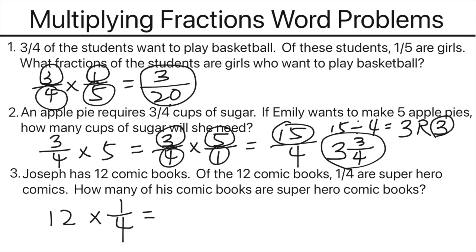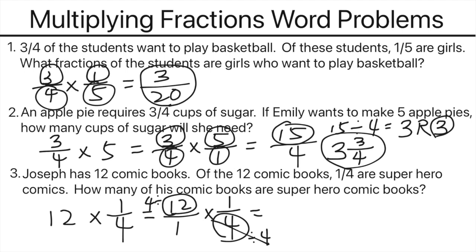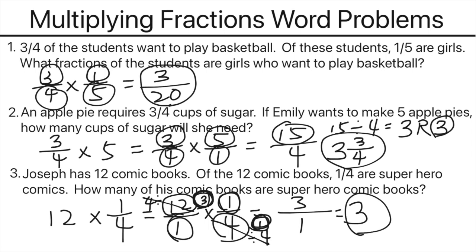And whenever we have a whole number that we're converting to a fraction, we add a 1 underneath the whole number, just like before. Then we're going to multiply by 1/4. And by looking at this, we can also see that we could simplify before we multiply, as the 12 and the 4 can both be divided by 4. So 4 divided by 4 would become 1. 12 divided by 4 would become 3. So now we just need to take 3 times 1 equals 3. And 1 times 1 equals 1. So the answer is there are 3 superhero comic books.